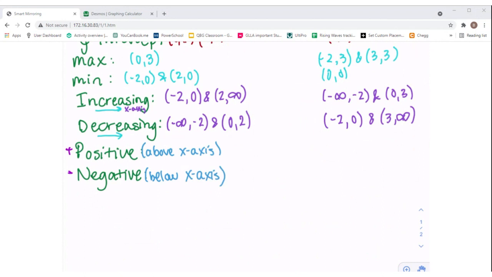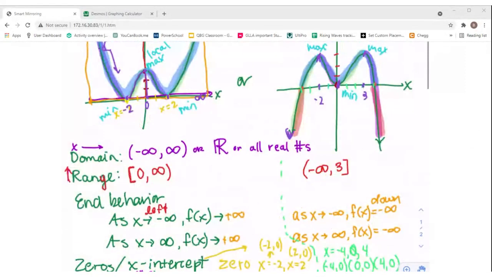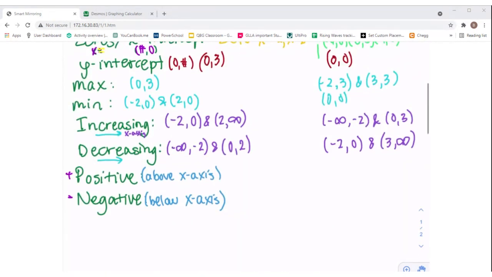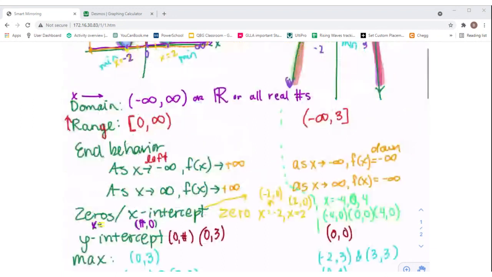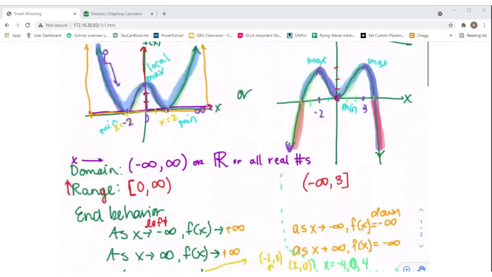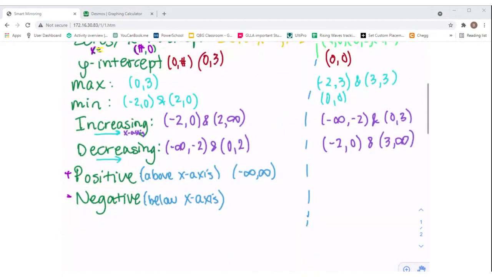Okay, so let's talk about it with those intervals. This one is always going to be above, although it could be argued that where it touches the x-axis, it's neither, but we're just going to say it's all above. So it's going to be from -infinity to infinity for the one on the left. And there's nothing negative, so I'm going to put none right here.